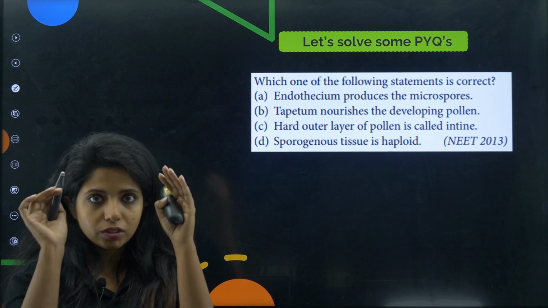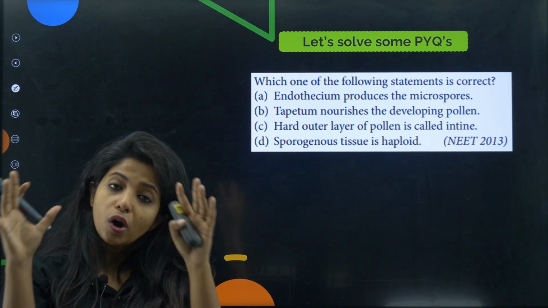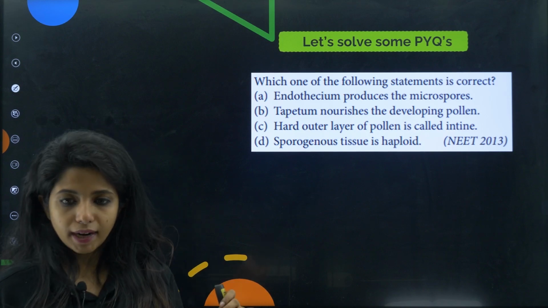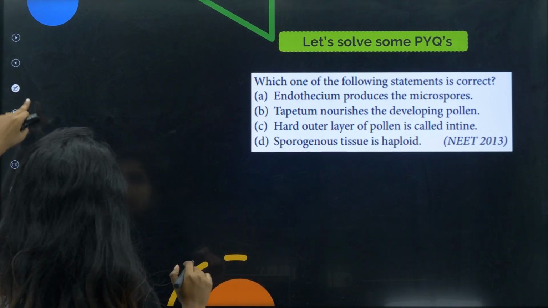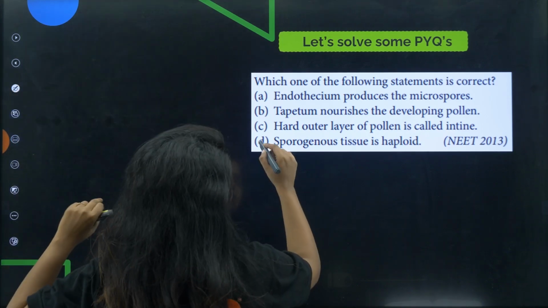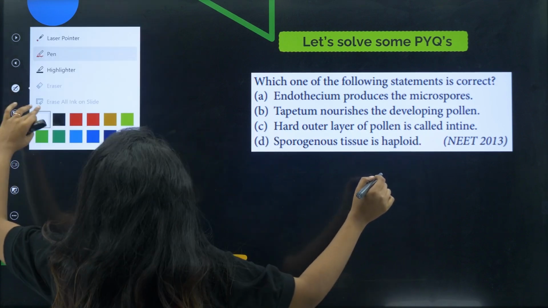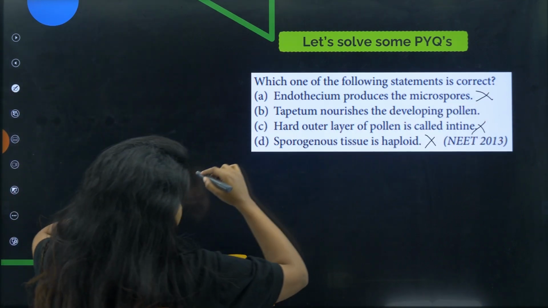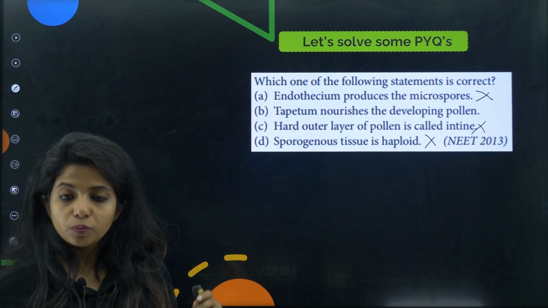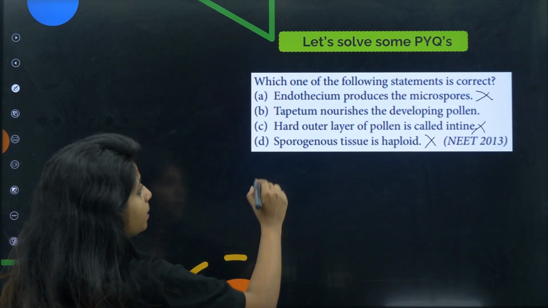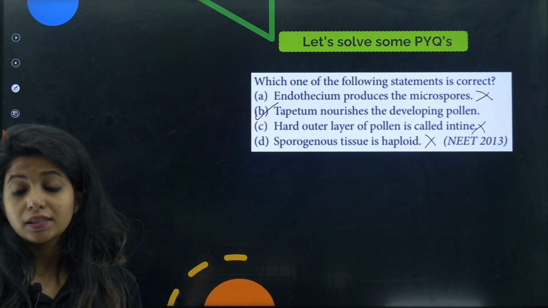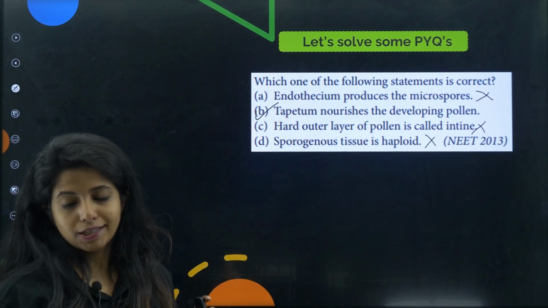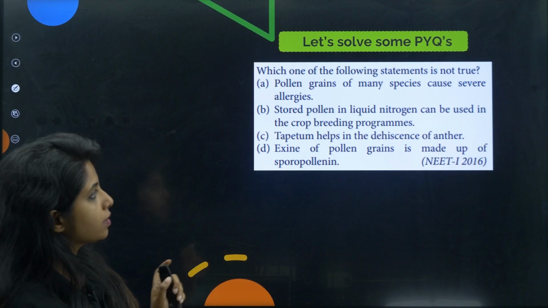Diploid. I told you sporogenous tissue is made up of PMC. All of them are diploid. They undergo meiosis and then it becomes haploid. So this is wrong; they are diploid. This is exine, and this is also wrong because endothecium does not produce microspore. It is just the outer layer. Tapetum nourishes the developing pollen. That is correct. This came in the year 2013. If you are not aware of this point, how can you get the answer? So you should know all this.